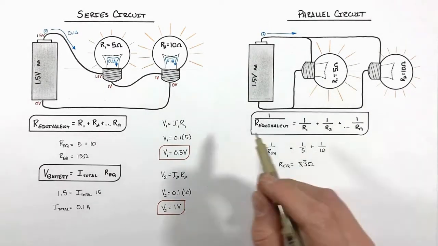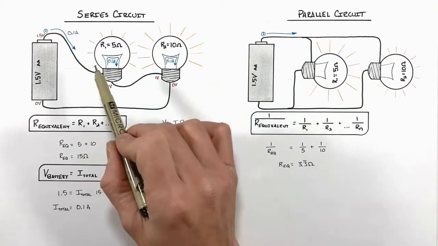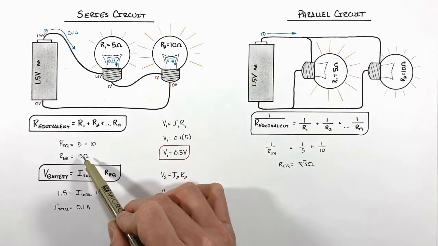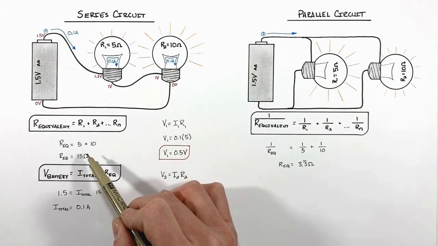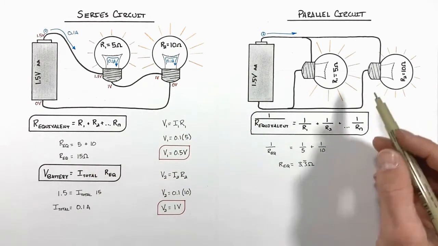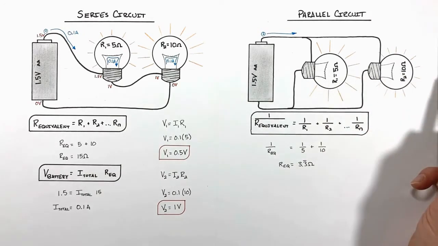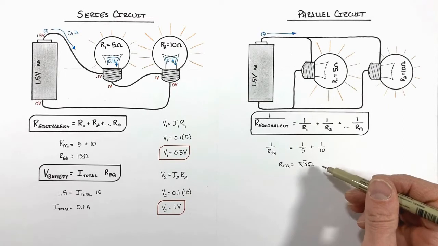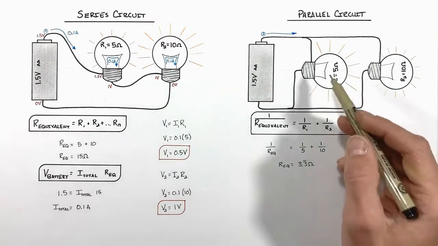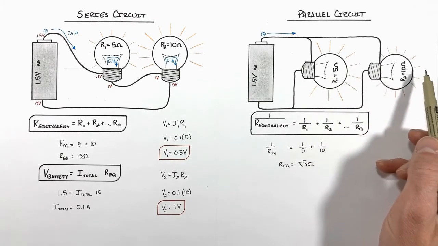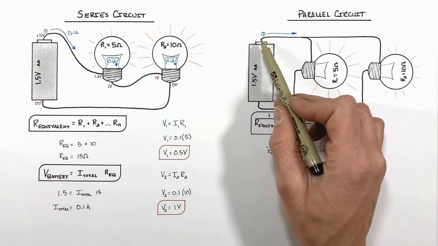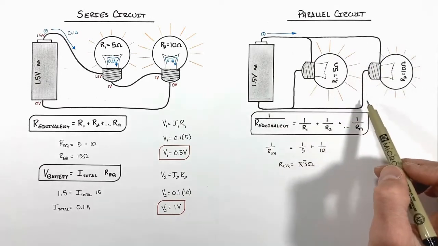See, the big difference between a series and a parallel circuit is that as you add resistors in series, you continue to increase the equivalent resistance. But in a parallel circuit, as you continue to add more and more resistors, you effectively decrease the equivalent resistance. Because every time you add a resistor in parallel, what you're really doing is you're giving the charges another pathway along which to flow.